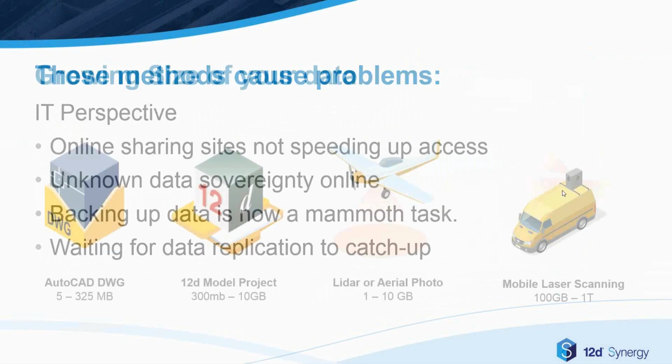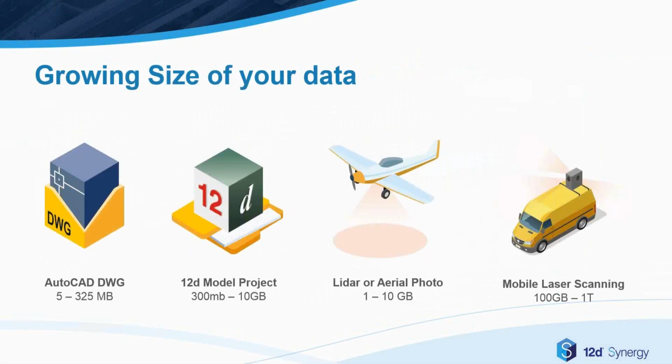And look, it's just going to get worse because as our technology continues to develop and we capture more information and all this design data gets bigger and bigger, it's just going to be harder to manage. These are the typical data sets we'd expect to see in a business like yours: DWGs, 12D model projects, LiDAR, aerial photos, mobile laser scanning. People are continuously using this kind of data, working from the network, saving it, and just creating a whole bunch of traffic inside the network.